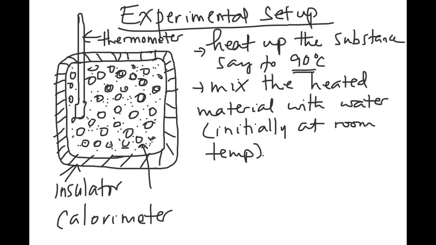And you drop the heated metal, about 90 degrees Celsius hot, into the calorimeter and cover the calorimeter quickly. Observe the temperature changes on the thermometer until the temperature stops moving. When you see that the liquid in the thermometer has stabilized, then you stop there.